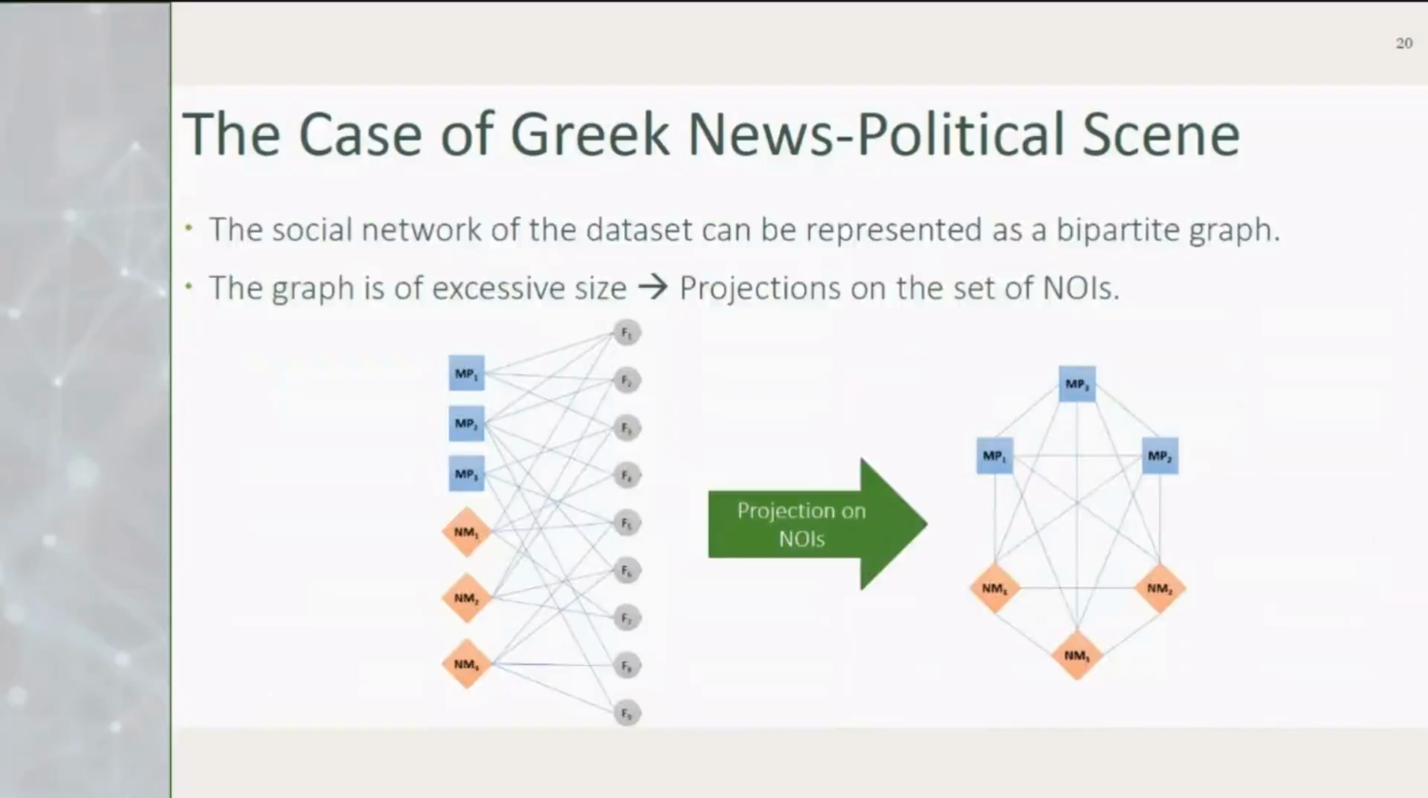We represented this network, this social graph, as a bipartite graph. On the left side, we had the nodes, the MPs and the news media, and on the right side, we had their followers. So a connection in the bipartite graph represented a follower-followee action in the real Twitter graph. However, this graph was also of excessive size. The total number of edges was more than 5.5 million.